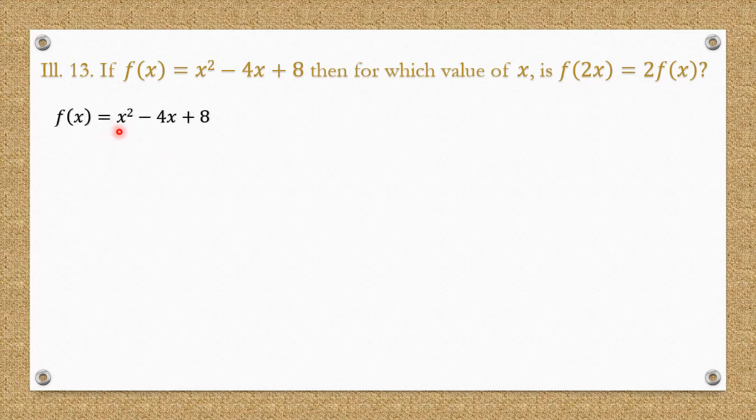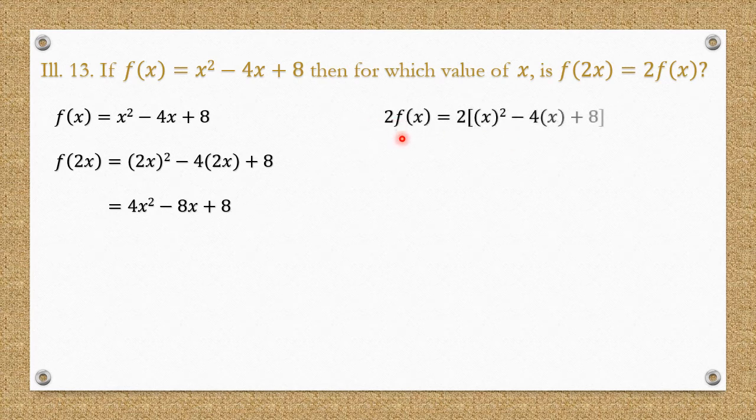So f(x) is x square minus 4x plus 8, and if I substitute x with 2x, then it will be (2x) square minus 4 times 2x plus 8. So simplification is 4x square minus 8x plus 8. Similarly, I am taking 2 times f(x). Now f(x) is x square minus 4x plus 8. I am just going to multiply it with 2 here. So it will be 2x square minus 8x plus 16.